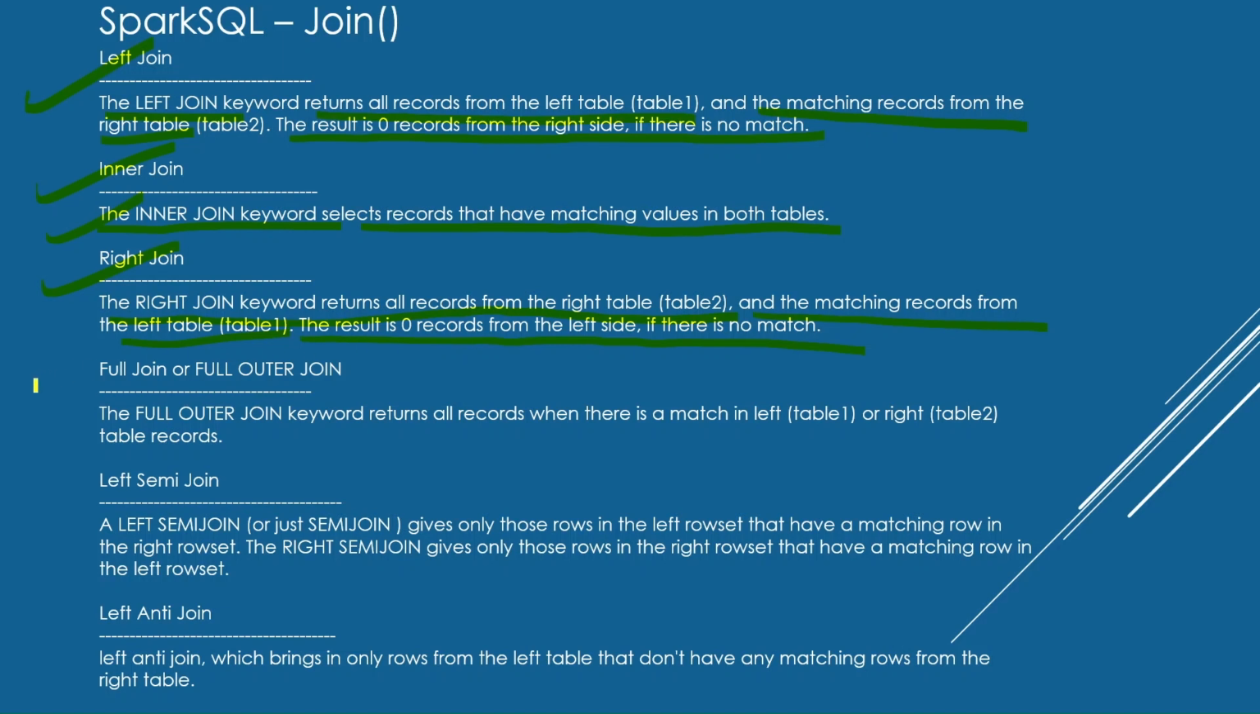Let's discuss the full join. The full join, or full outer join, returns all the records when there is a match in the left table or the right table.